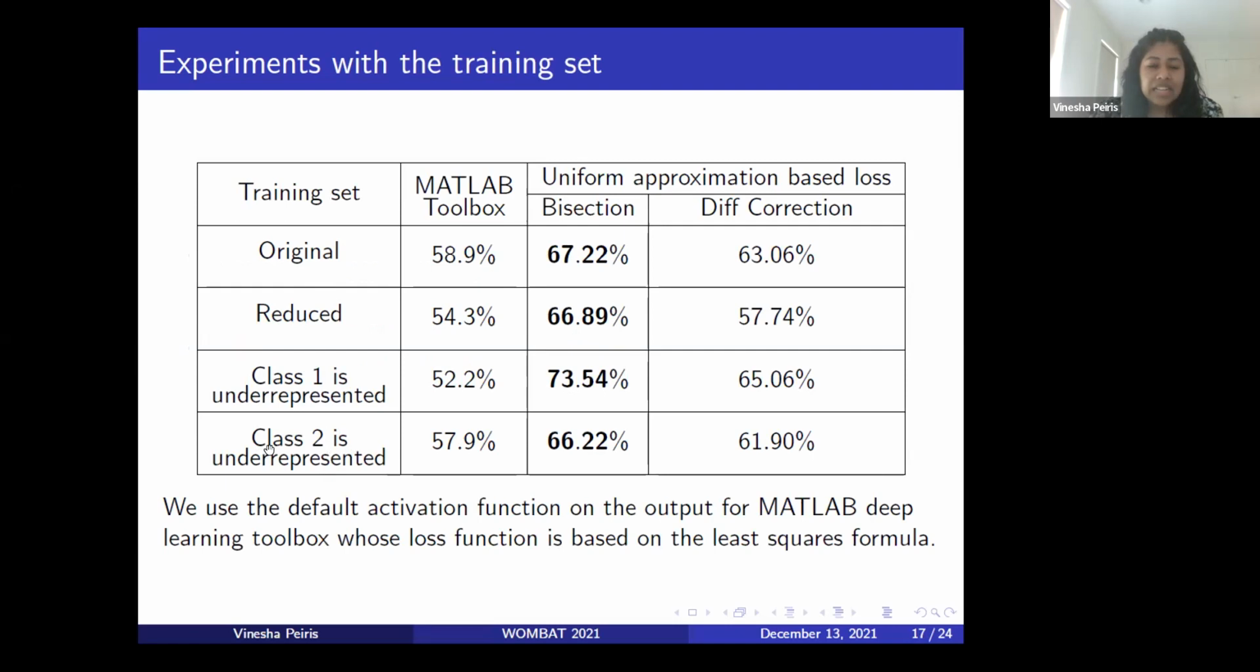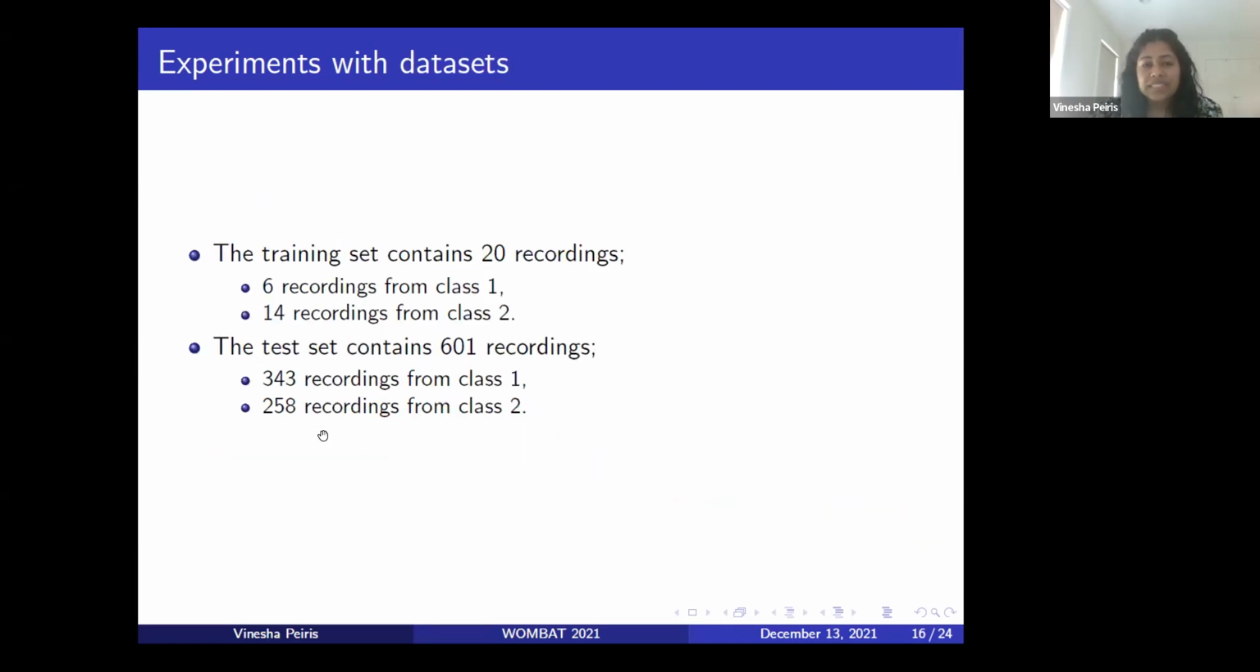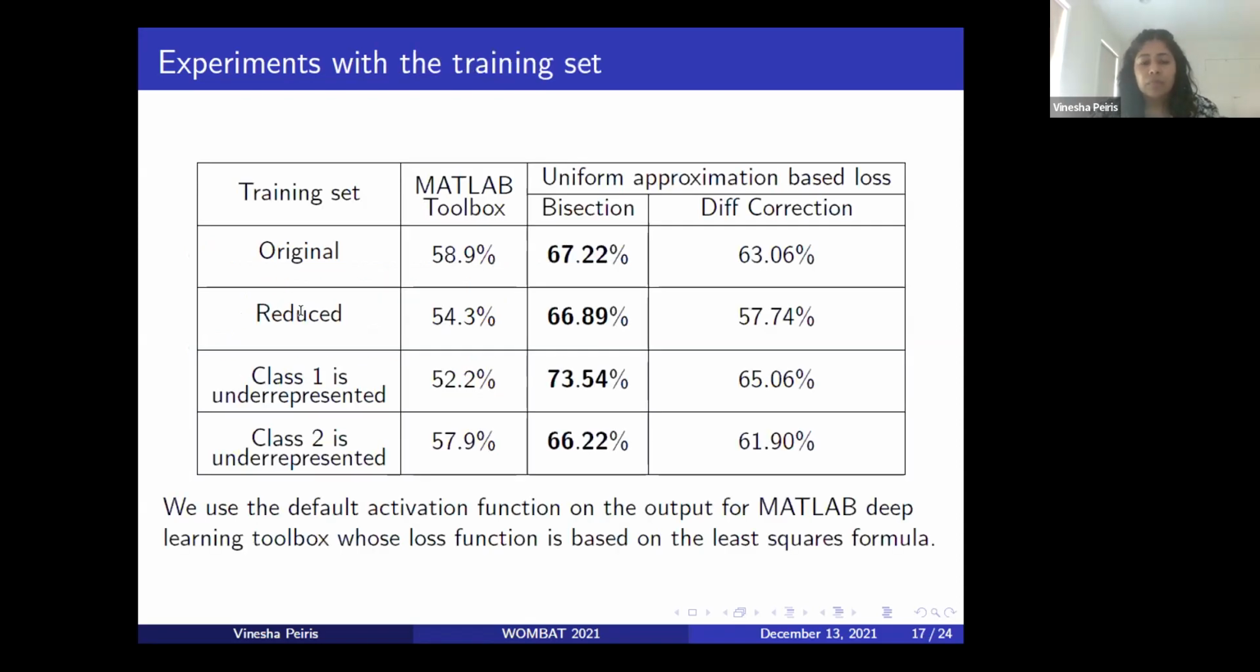And then in the last case, class 2 is underrepresented. Again, we take all the points coming from class 1 along with just 2 randomly selected points coming from class 2. So we have just 8 recordings for the training set, and class 2 is now underrepresented.